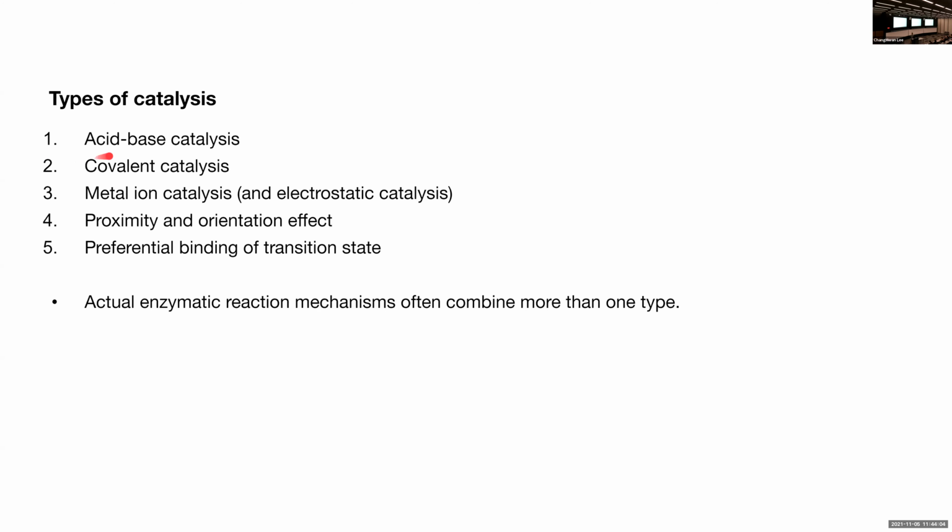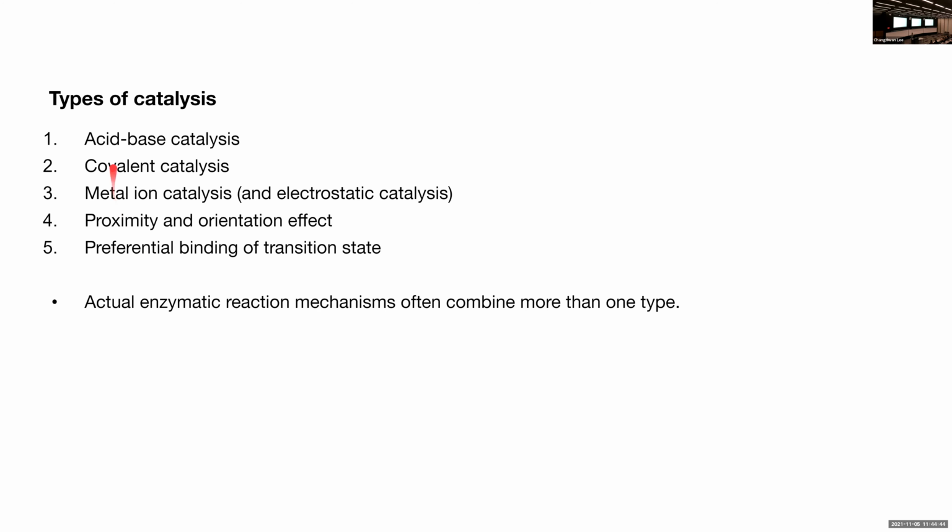So the first one is acid-base catalysis. Of course, consider the acid-base reactions. And the second one is covalent catalysis, where covalent bonding is involved. And the third one is metal ion catalysis. As it says, this catalysis involves the metal ions, which are positively charged, and that's also electrostatic catalysis too. The fourth one is the proximity and orientation effect. And the fifth one is preferential binding to the ES complex, which is a transition state.